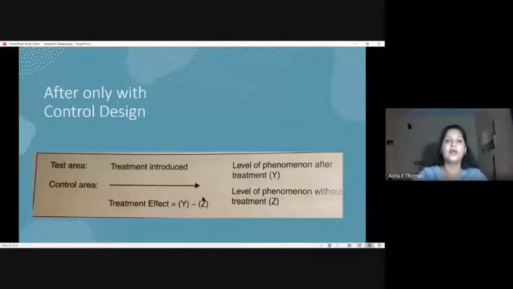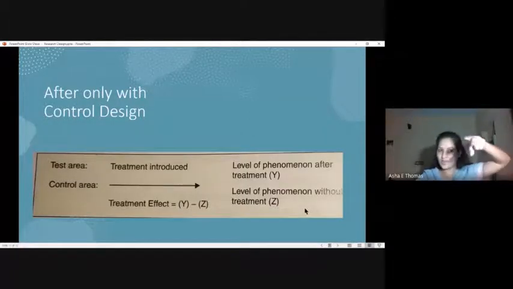Now the next one, here you will understand what the control design actually is. Here you have a controlled area. In this design you have two groups: one is the controlled area, another one is the test group.